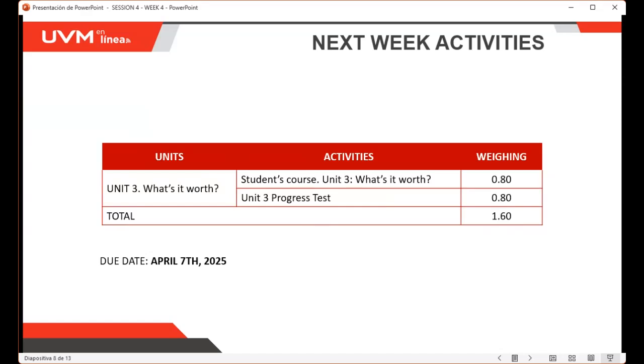En español, tenemos que resolver la unidad 3: 2 actividades, la actividad general, Students Course Unit 3, What's It Worth?, y el Progress Test de la unidad 3, ¿vale? Cada una de estas actividades vale 0.80 puntos y al final recibimos 1.60 puntos. The due date of this activity is going to be April 7th, 2025. El lunes, abril 7 de este año, ¿vale? Y recuerden, tenemos hasta las 3 de la mañana para resolver estas actividades, ¿vale?